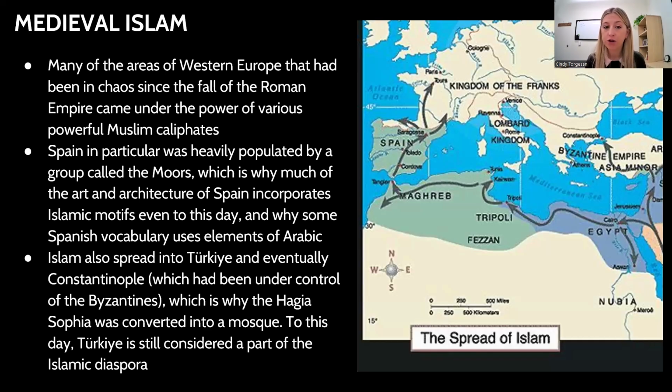Islam also makes its way to Turkey eventually, and they conquer the city of Constantinople. We talked about that when we talked about the Byzantine Empire, that eventually the Byzantine Empire falls with these Islamic caliphates taking over Constantinople and turning it into Istanbul, and it still currently is considered a largely Islamic place. Turkey is considered part of this Islamic diaspora, this place where Muslims lived and were heavily influencing what was going on culturally speaking.